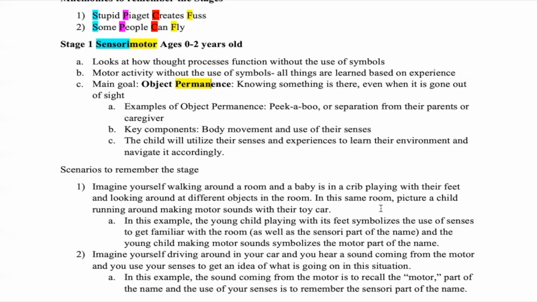And the key component here is object permanence. If an object is not directly in front of them prior to object permanence, they think it's all the way gone. Once they get object permanence, once the object is gone, they know that it is permanent, even though it's not directly in front of them.